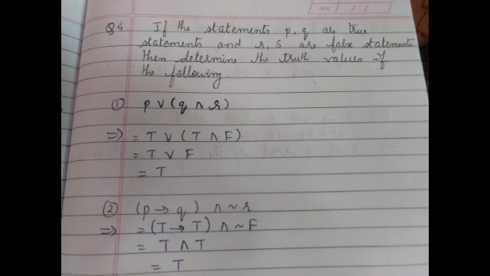Second example, (P implies Q) and negation of R. Again we have to replace P by T, Q by T, R by F. So we are getting (T implies T) and negation of F. First we'll solve the bracket. In the bracket we have T implies T, which is T. And next, negation of F means T. So we are getting T and T, and T and T is equal to T. So our answer is T.